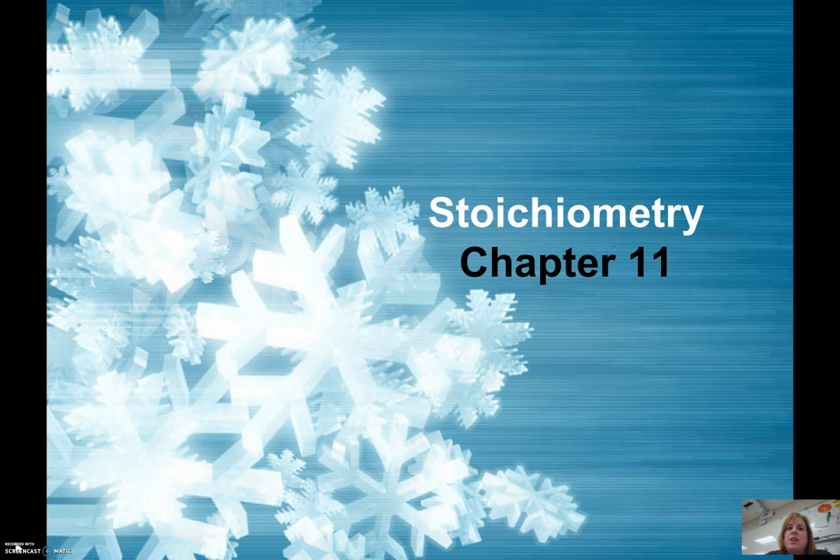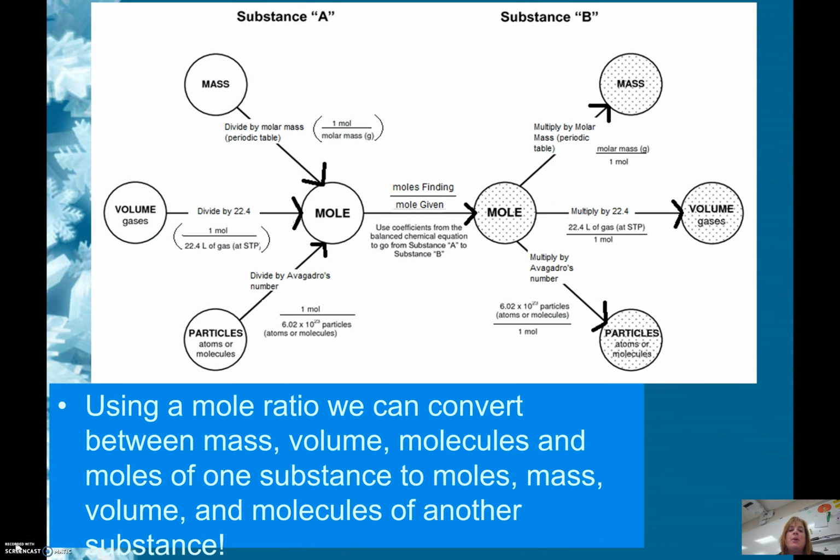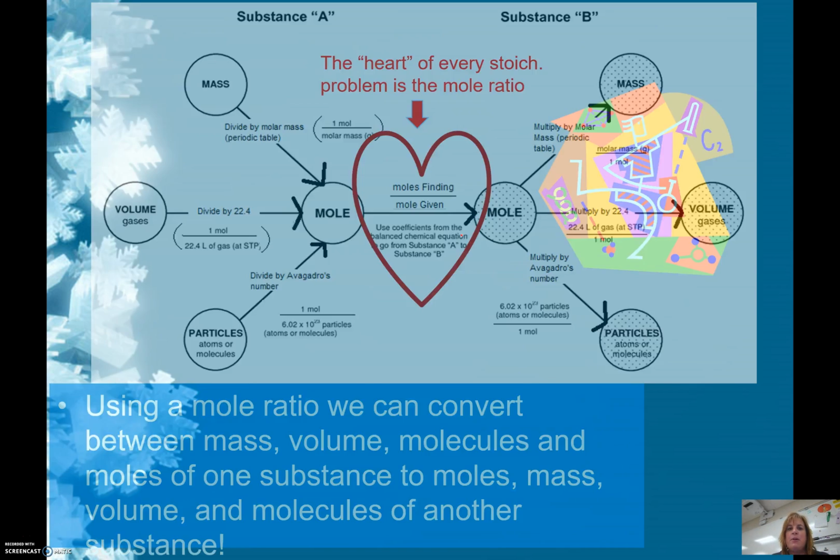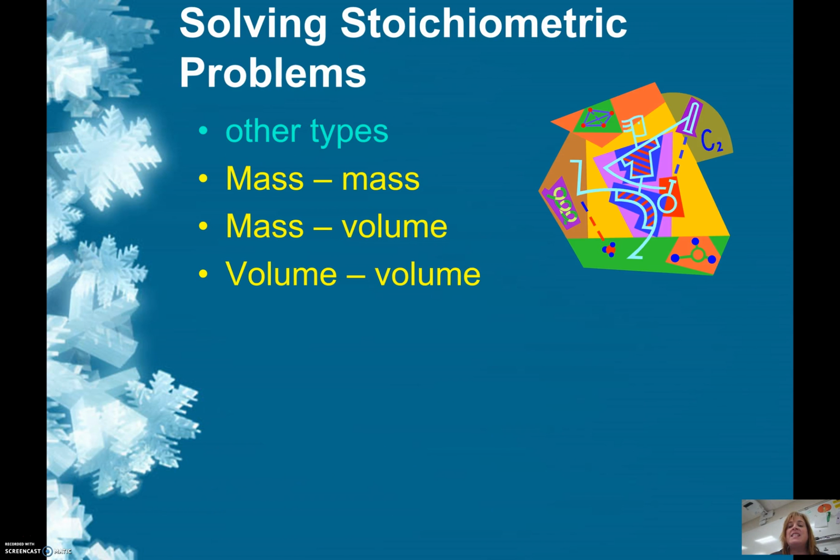In our second video on stoichiometry, we're going to talk about mass-to-mass problems. So remember that stoichiometry is a way for us to use our mole ratio, the heart of every stoichiometry problem, to convert from one substance to another substance. And in our last video, we did the middle, the mole to mole. We did mass to mole or mole to mass. But today, we're going to do mass to mass calculations. In another video, we'll do mass to volume and volume to volume.